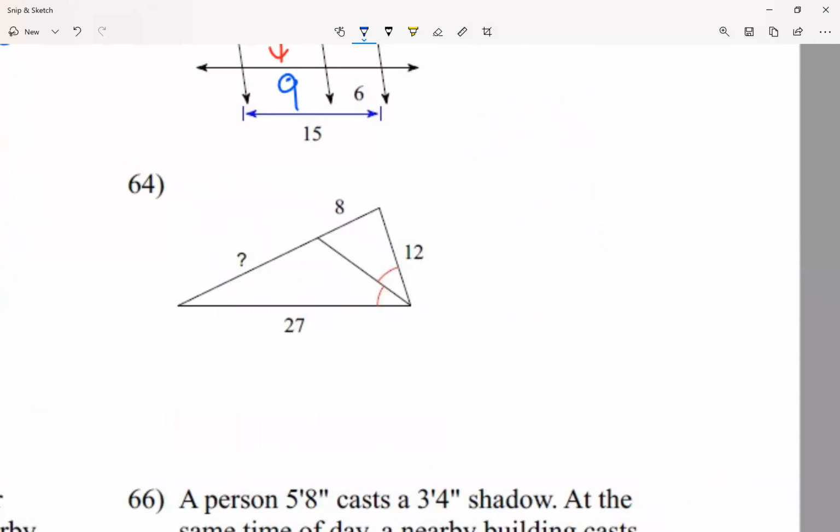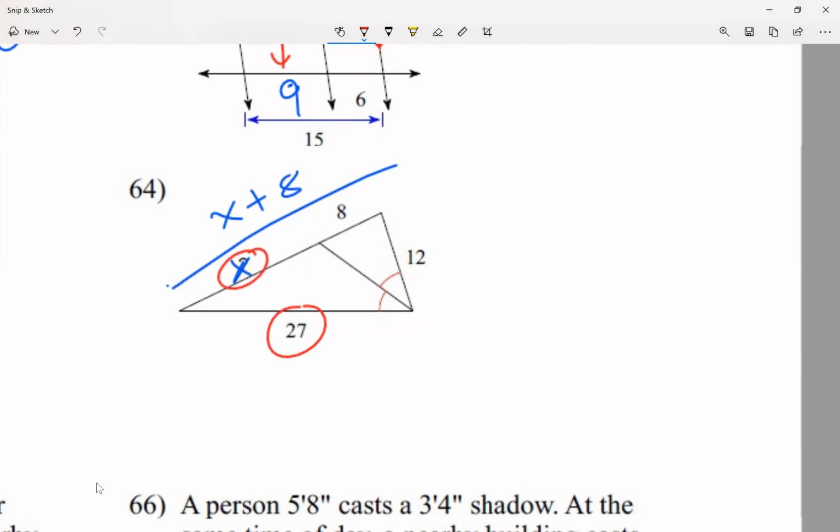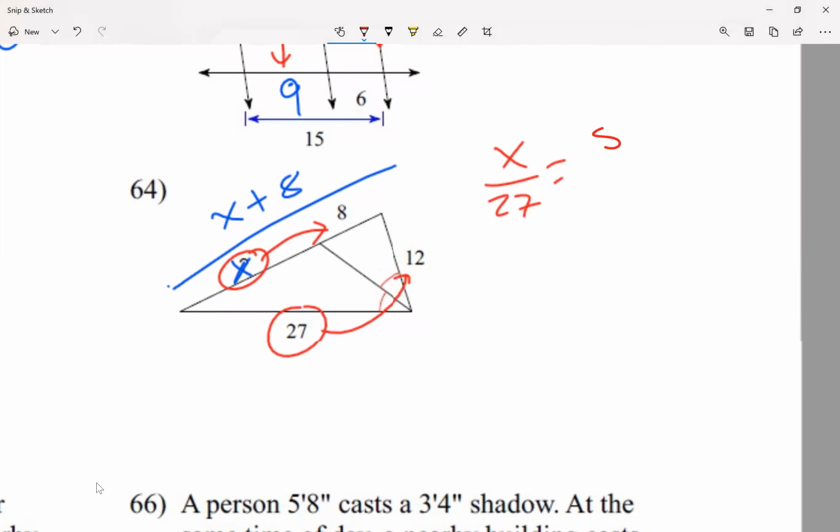Looking at question number 64, I'm going to say this whole thing, the question mark, let me call it x, and I'm going to say this whole thing is x plus 8. I added the two measurements. I might need the x plus 8, I might not need it, but I'm going to have it there just in case. All right, so from one triangle, I'm going to use the values x and 27. X goes with 8 and 27 goes with 12.